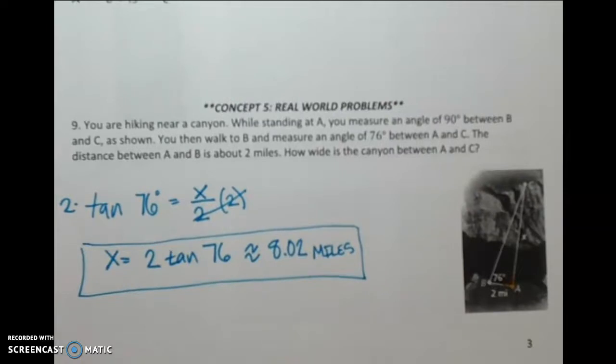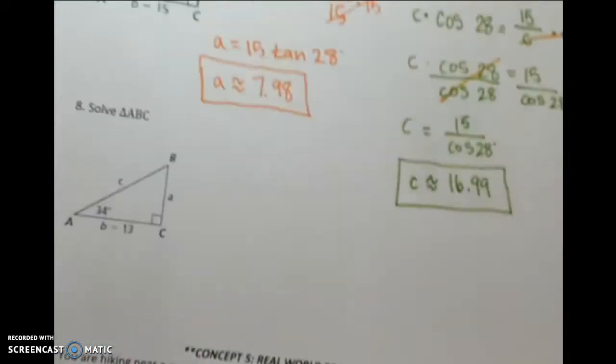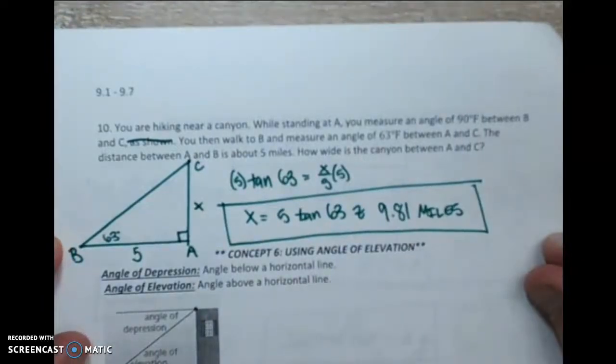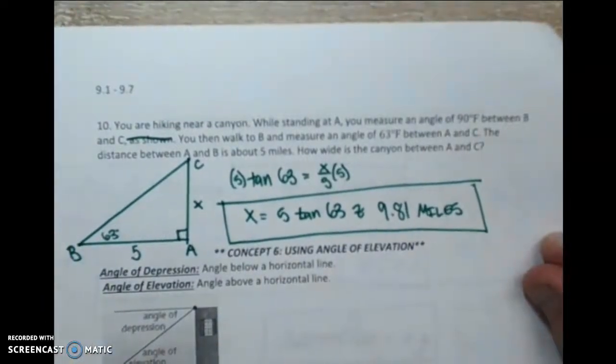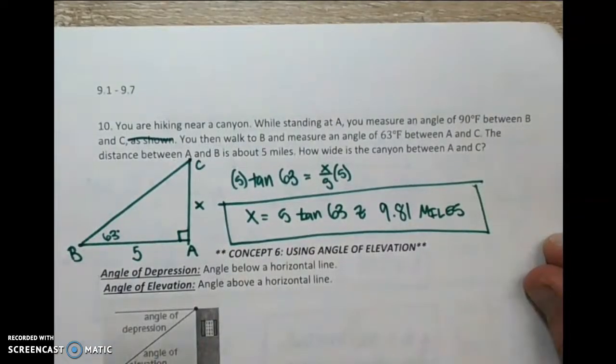There's number 9. You are going to try a similar problem in number 10. So go ahead and flip it over and try. Okay, when we go over this one, you get X equals 5 times tangent of 63 degrees, which is approximately 9.81 miles.